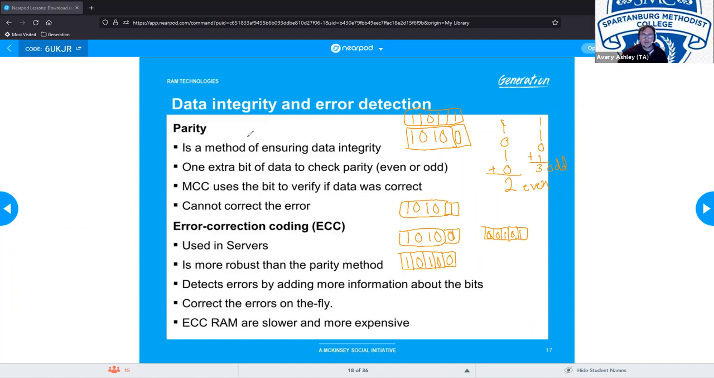How I like to think of the difference between parity and error correction coding: I'm assuming everyone here has been to Wendy's. Give me a thumbs up if you've been to Wendy's. I went to Wendy's for lunch today. And when I go to Wendy's, as a poor teacher that I am, I like to be smart with my money and get the 4 for $4 because it's a great deal.